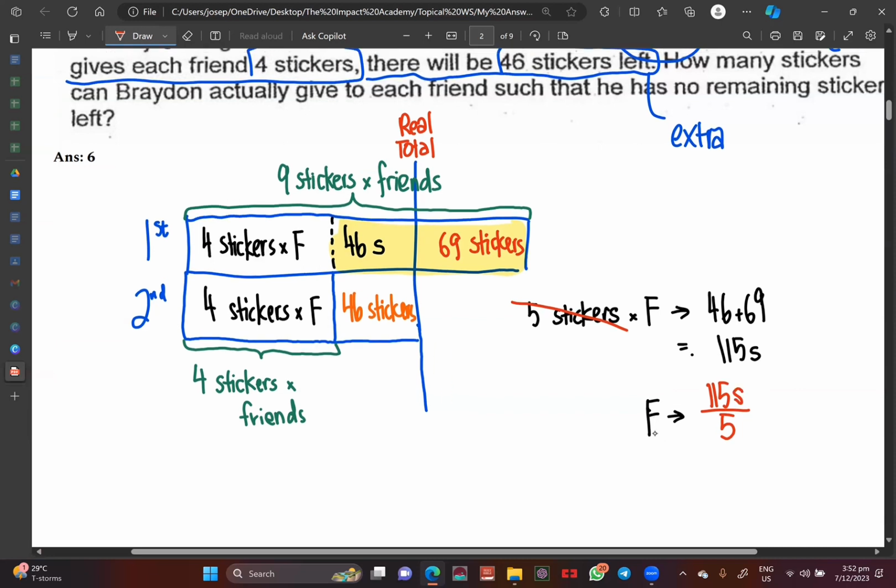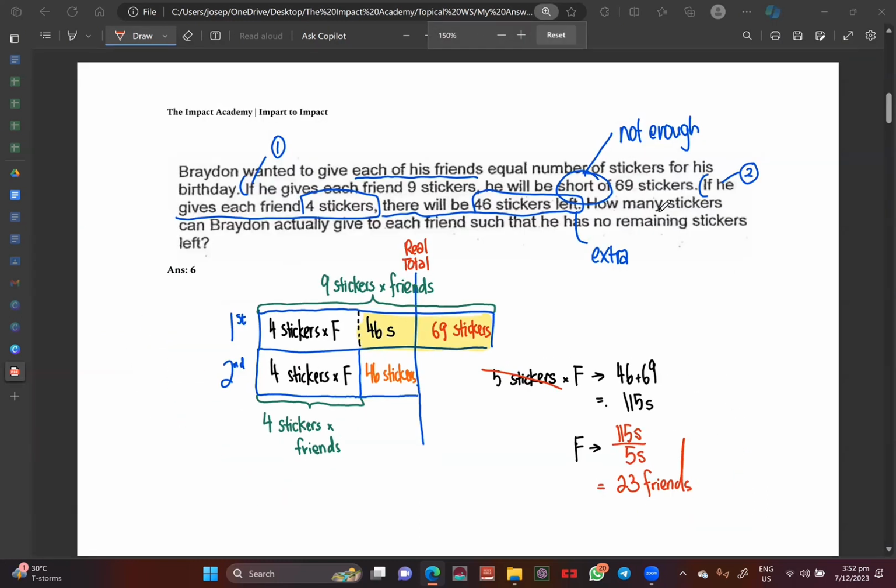Over here will be 115 stickers divided by 5 stickers. Now, if you punch your calculator, when we do 115 divided by 5, we get to 23 friends. Now the question, so this is kind of your Mr. Green Man, right? How many stickers can Braden actually give to each friend such that he has no remaining stickers left?